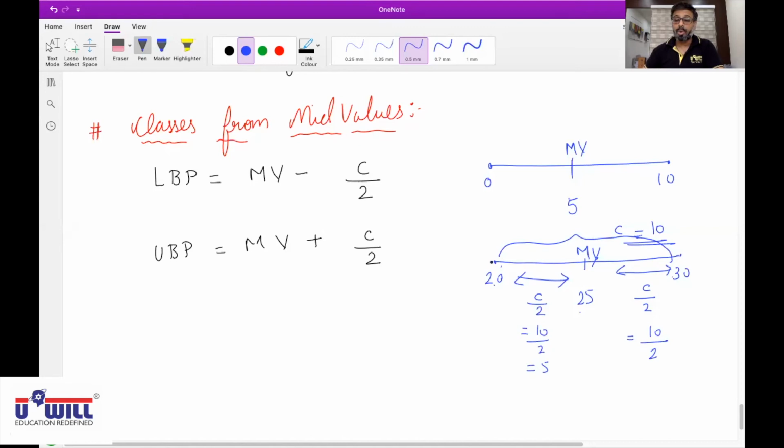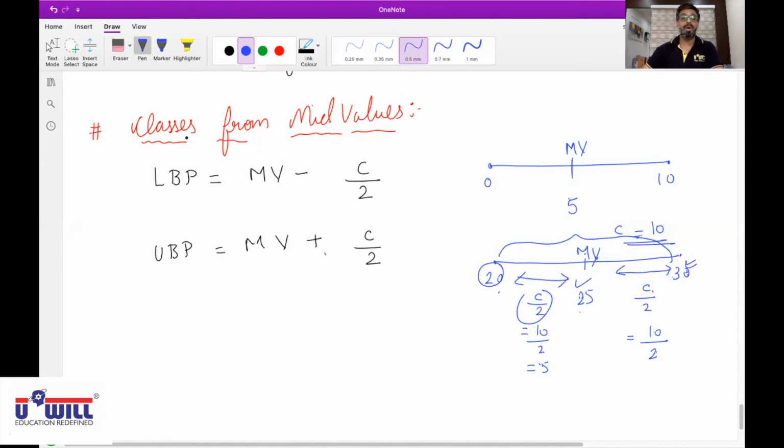So if I have to obtain 20 from 25, how will I do it? Sorry, 25 minus half of class length 5, that is 20. And if I want to obtain 30, how will I obtain it? 25 plus half of class length 5, that is 30. So how will you get the lower boundary point? From mid value, you minus half of class length and go reverse. How will you find upper boundary point? To mid value, you will plus half of class length to get upper boundary point.